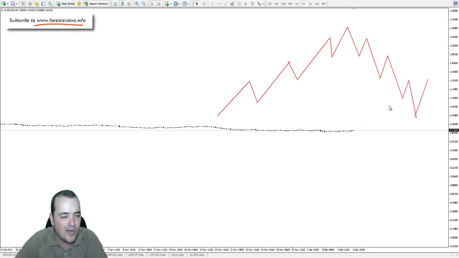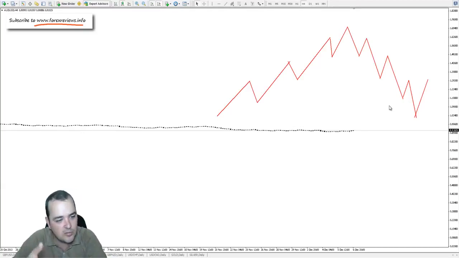You can do this on the 1 hour, the 4 hour, the daily, as long as the market is trending. Now you're probably thinking to yourself, okay, that's all well and good, but I want to see it on the chart. And I'm sure all of you want to see it on the chart now.